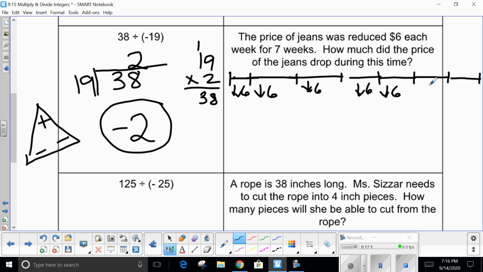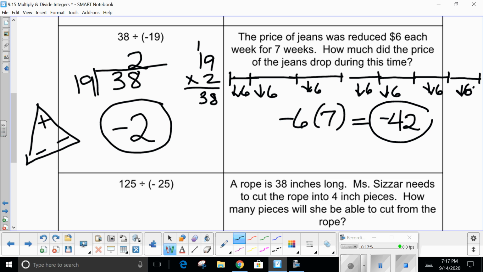So that would be negative 6, because if it goes down, it's negative. So that means we have negative 6, 7 times. So we would just do 6 times 7. 6 times 7 equals 42, but now we want to check the sign of our final answer. A negative times a positive equals what sign in the final answer? A negative times a positive equals a negative. So my answer would have to be negative 42. So the price of the jeans went down $42.